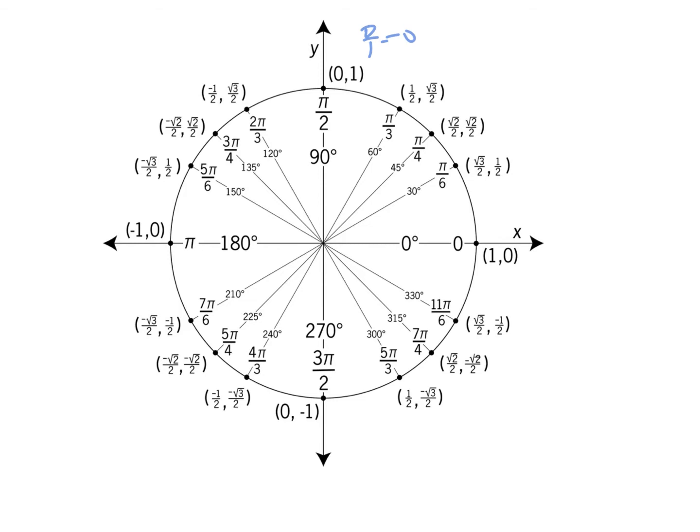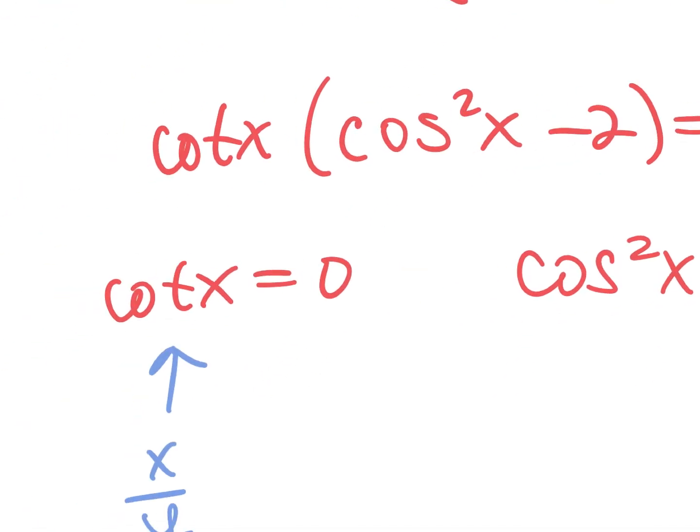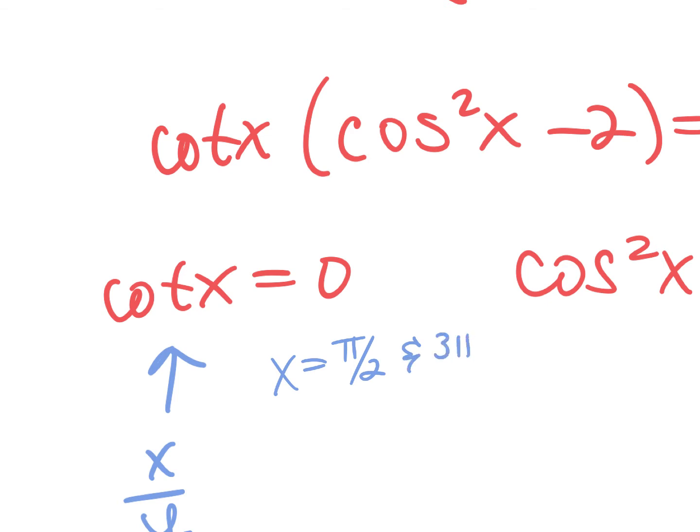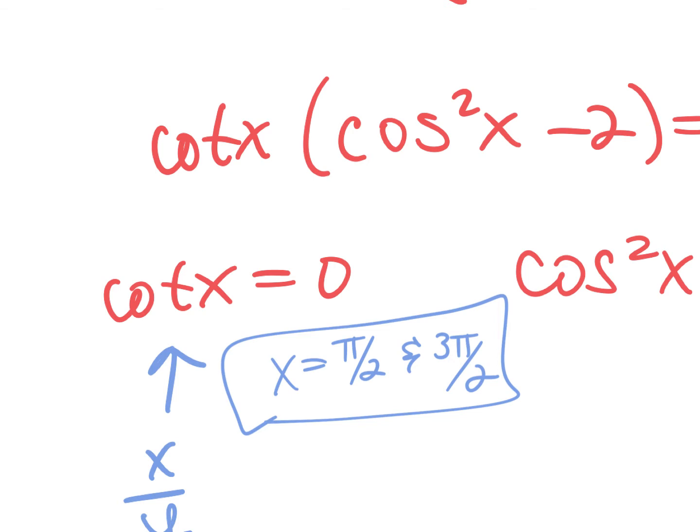Anywhere else? 3 pi over 2. Right? If I put 0 over negative 1, do I get 0? Okay, so it's pi over 2 and 3 pi over 2. Good. So over here, x equals pi over 2 and 3 pi over 2. Perfect. So now let's solve this one.